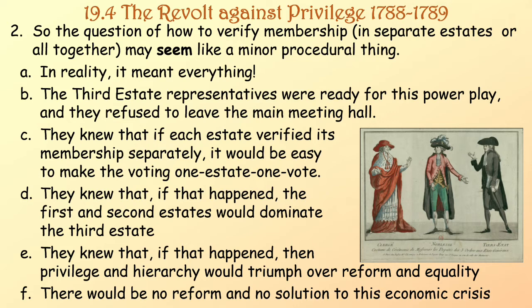The Third Estate representatives were ready for this power play, and they refused to leave the main meeting hall. They knew that if each estate verified its membership separately, it would be very easy to make the voting one estate, one vote. And they knew that if that happened, the first and second estates would dominate the third estate. And they knew that if that happened, then privilege and hierarchy would triumph over reform and equality. There'd be no reform, and there'd be no solution to this economic crisis.